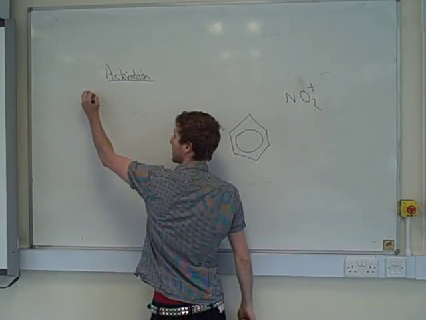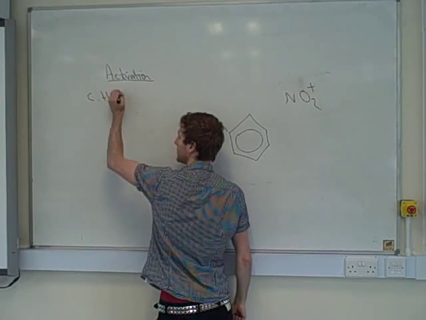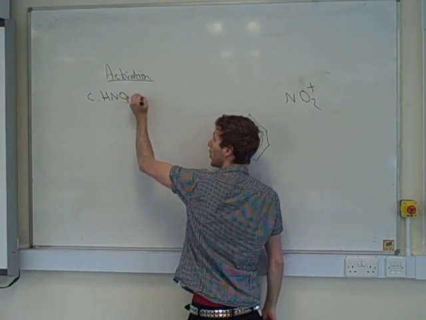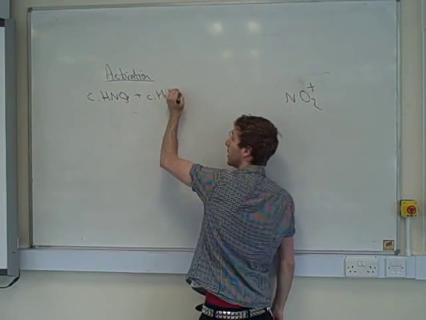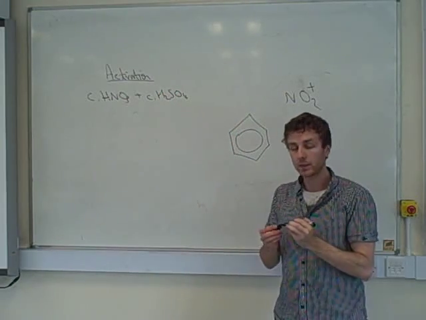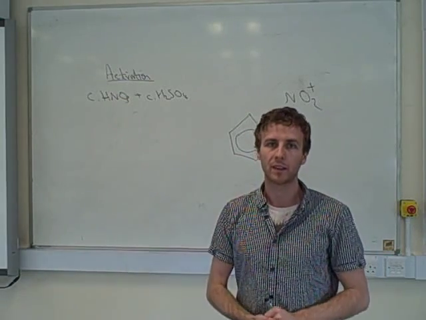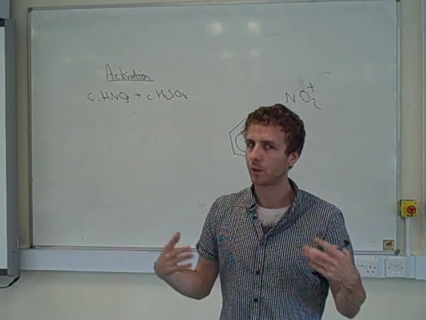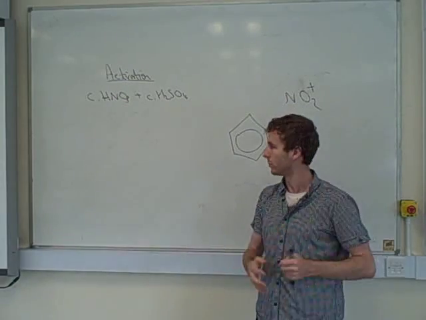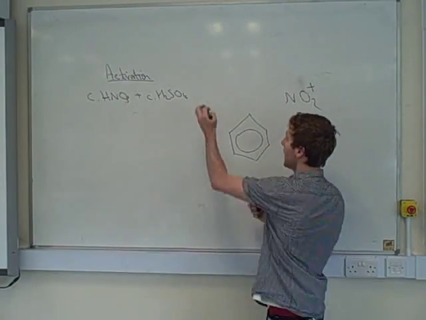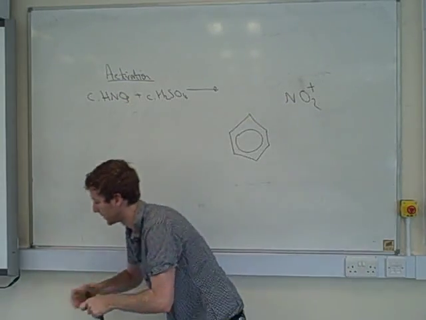And what we do is we start with concentrated nitric acid, and we add to that concentrated sulfuric acid. And this sulfuric acid is actually a catalyst, and you'll see why by the end. Think to what catalysts do. Do they get used up? So you should hopefully see by the end.